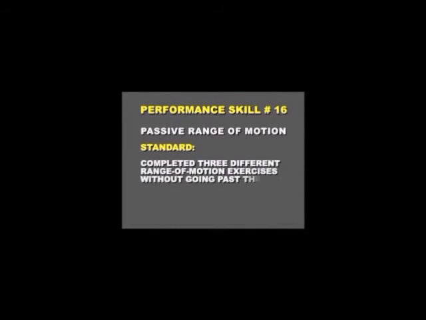Performance skill number 16, passive range of motion. Standard: completed 3 different range of motion exercises without going past the point of resistance or pain. This care must be provided to a resident. The body part to be exercised must be supported. The student is not to force a joint beyond its present range of motion or to the point of pain. The student is required to name the exercise being performed, such as abduction, flexion. The approved evaluator will verify the number of repetitions for the selected range of motion exercise with the student.